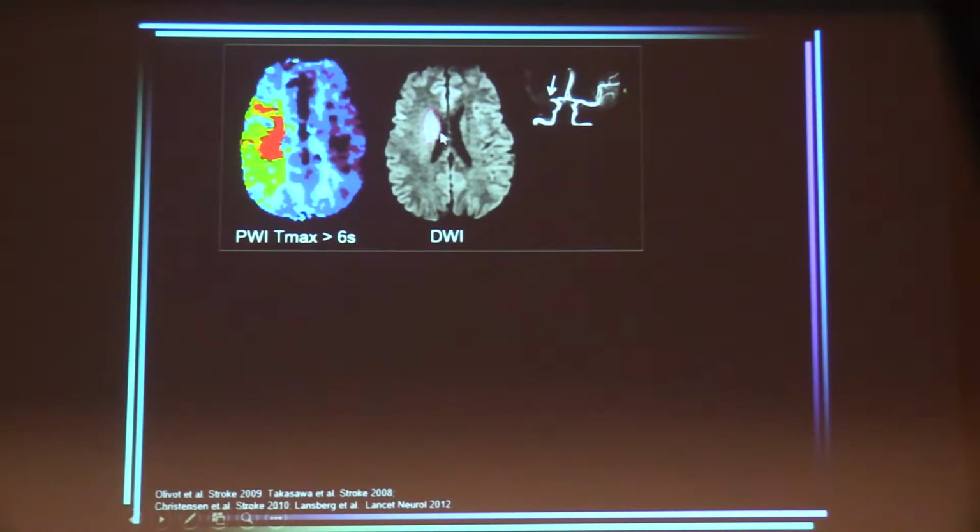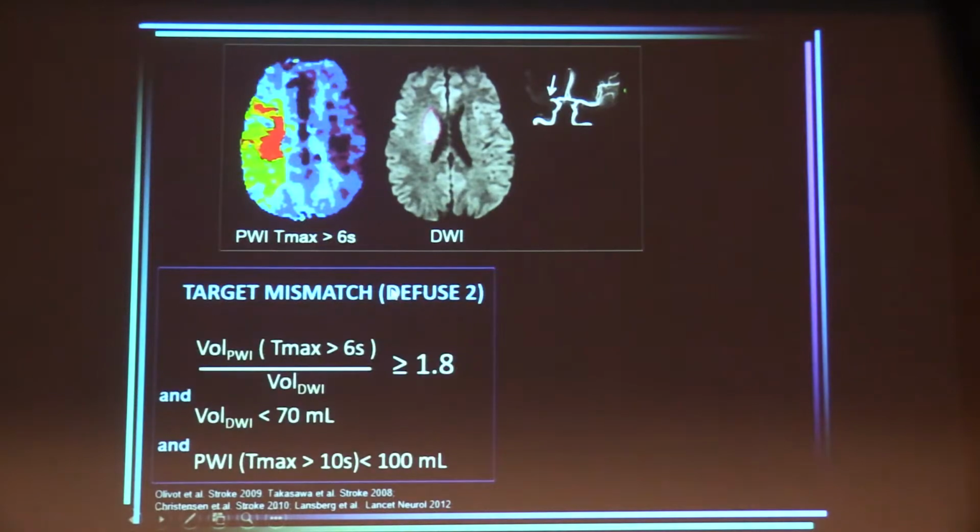Then you compare it to the area measured on the diffusion lesion, and you can compute a ratio, which is the volume of hypoperfusion divided by the volume of diffusion. If the ratio is over 1.8, we consider that this patient is mismatch positive.